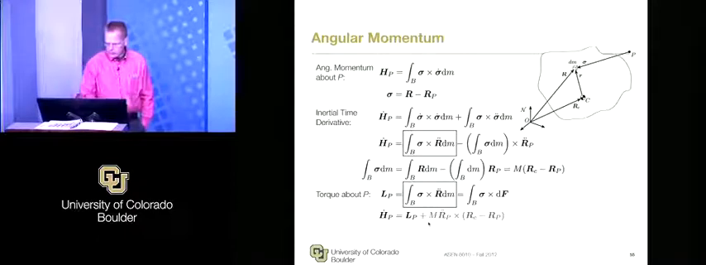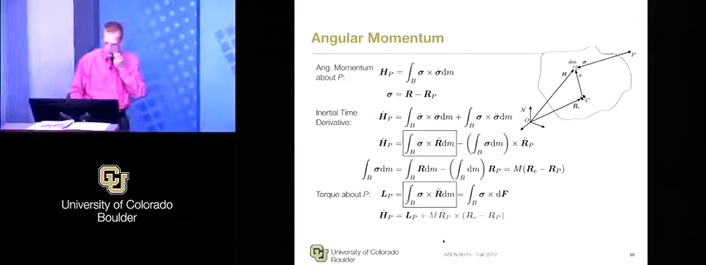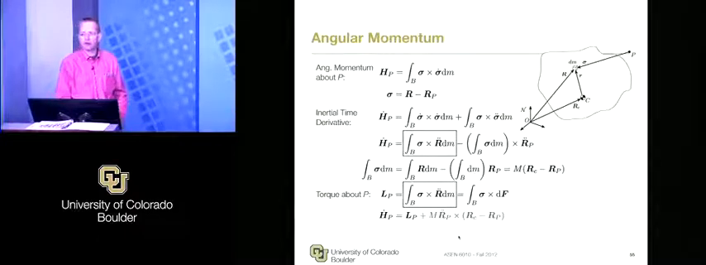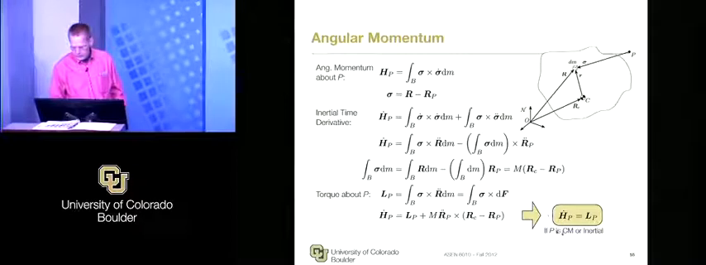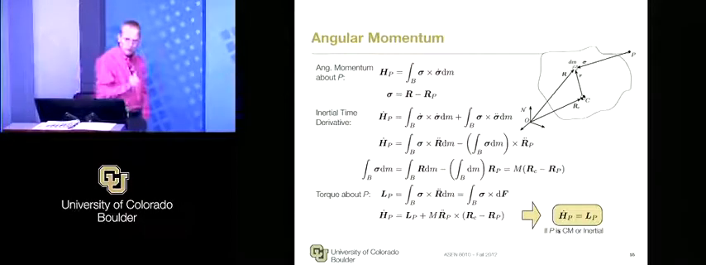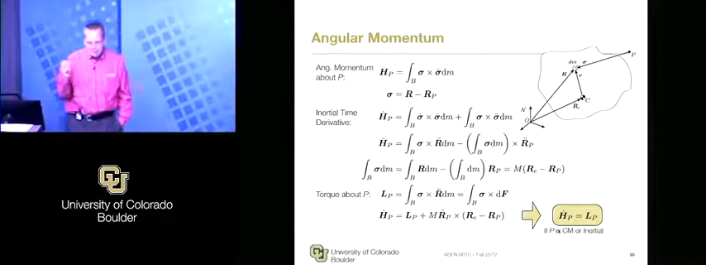What's the other way we can make this second term vanish, Elena? Center of mass. If R_P is equal to R_C, then this whole thing vanishes, right? So this is a key thing then. Only if you're taking moments about the center of mass or about an inertial point, it's h dot equal to L. And that's typically what we do.